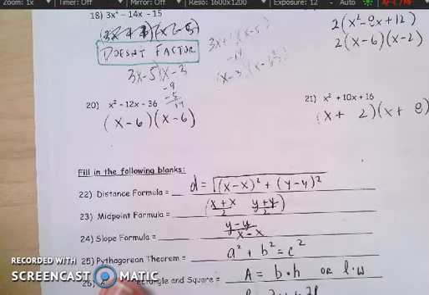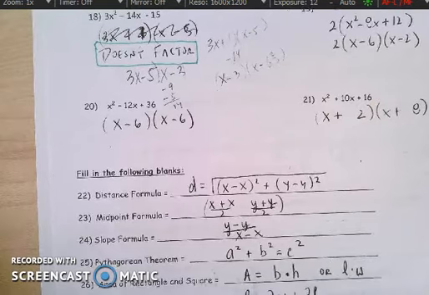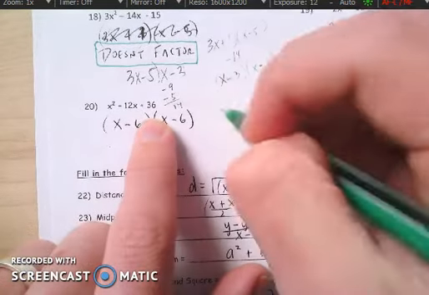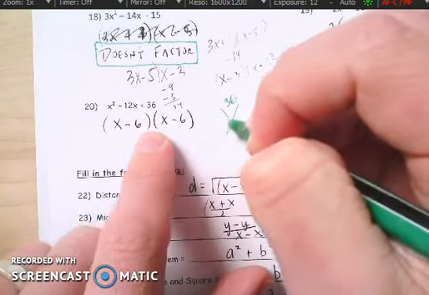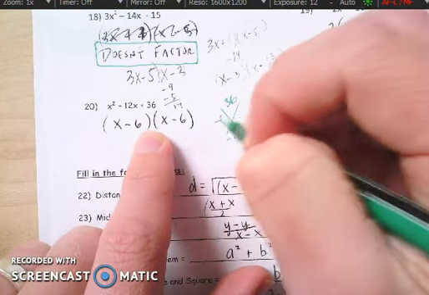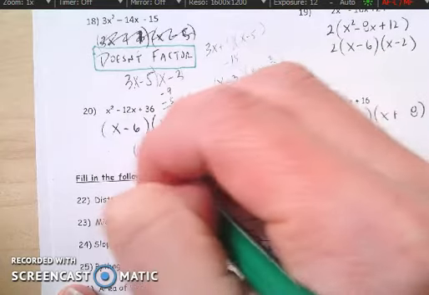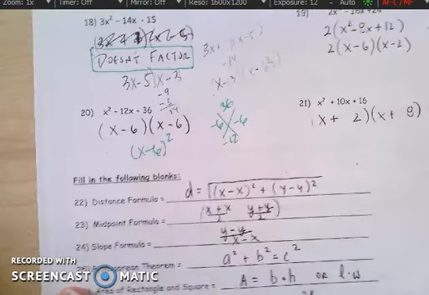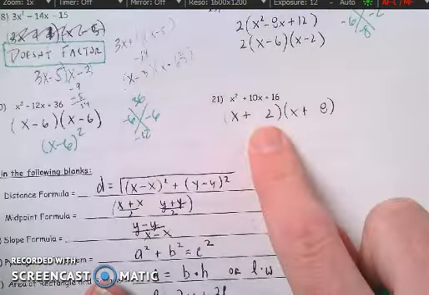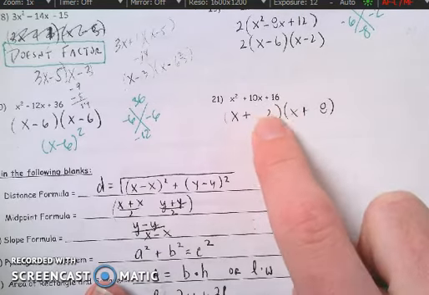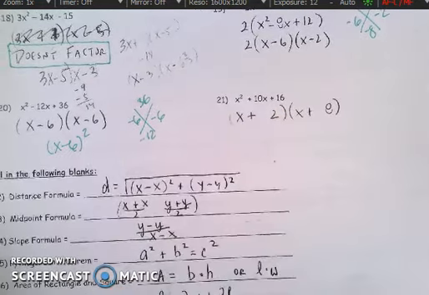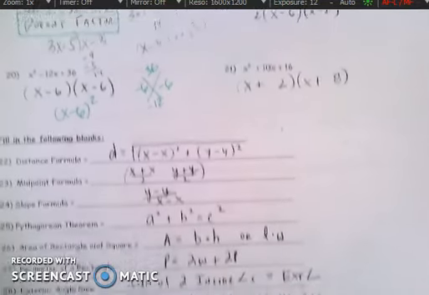Okay. This next one states that we have x squared minus 12x plus 36. So we ask what two numbers multiply to give me 36, but add to give me negative 12, and that would be negative 6 and negative 6. That one could also be written as (x minus 6) squared. And for the next one, the two numbers are going to be 8 and 2. The rest of these are just formulas, so I'm just going to put them up here.